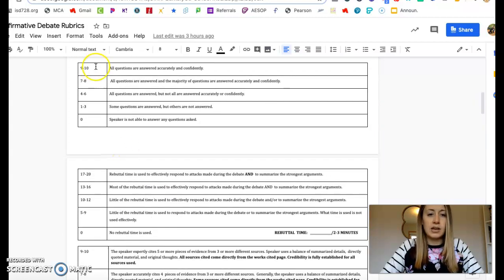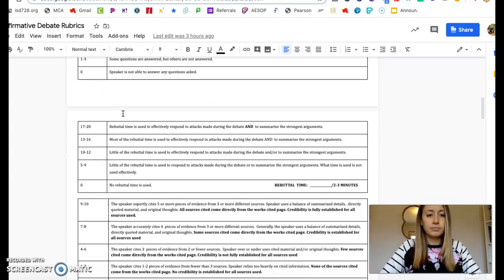On the flip side, out of 10 points, all questions are answered accurately and confidently. So when the other team asks you questions, you're able to answer them based off of the research that you've done on your topic. You have a confidence because you know your topic so well that you're easily able to answer the questions that the negative team will bring up to you. So you might have to anticipate their questions for you a little bit so you know how to answer.